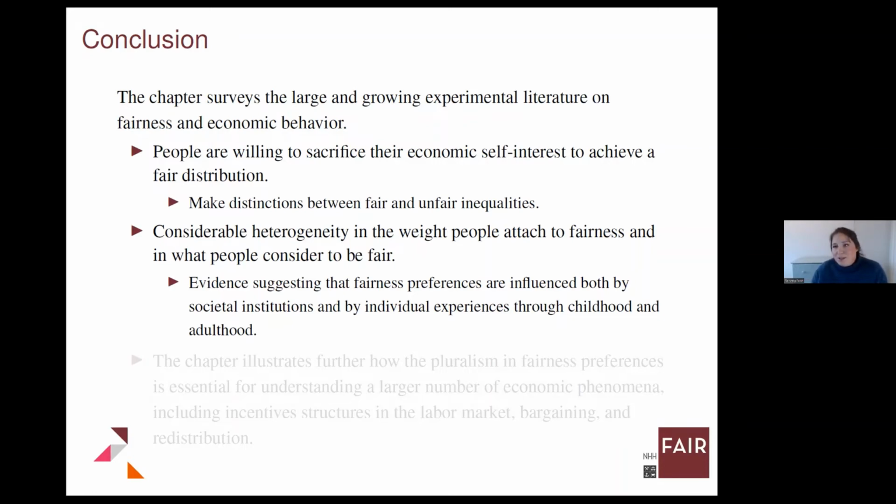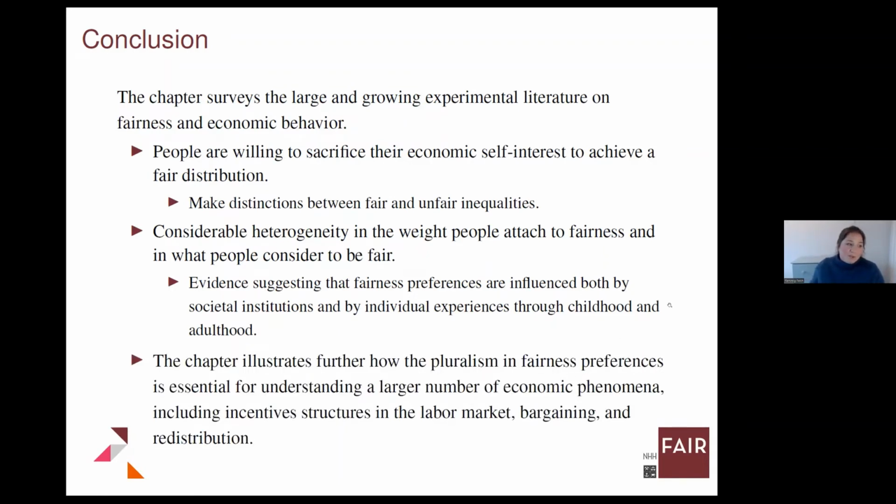There also seems to be just considerable heterogeneity in both the way people attach to fairness, but also their fairness views. And it seems that this develops through childhood, potentially via social institutions, but that it can also be changed in adulthood. And further, this chapter illustrates the pluralism in fairness preferences, and that it's essential for understanding quite a large number of economic phenomena, such as what we go deeper into in the paper, bargaining, incentive structures in the labor market, and redistributional preferences. So thank you.